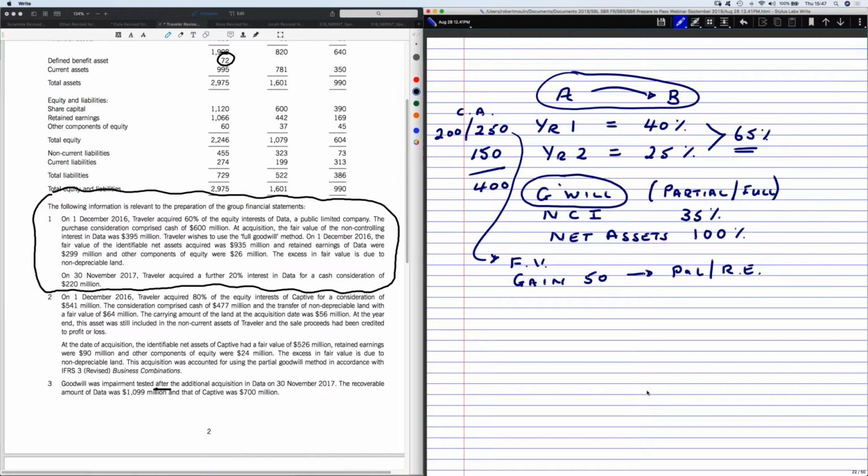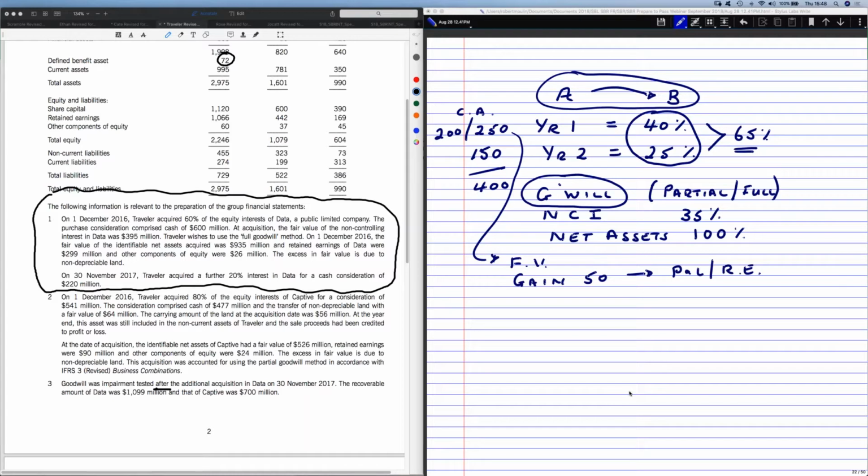Can we see what's happening here? So what I want you to think about, please, is this. Remember that when we have what is called a step acquisition, not a step up, but a step acquisition, where we're gaining control via a cumulative holding, remember, because of the requirements of IFRS 3, all of those previous shareholdings, in this case the 40%, have to get remeasured to their fair value at the point of acquisition, which will most likely create some gain. And in this case, you can see it, it's a gain of 50, which will be presented as a gain within P&L. Does that make sense, everybody? Having to make sure that all of the consideration is at its acquisition date fair value. Okay, does that make sense?